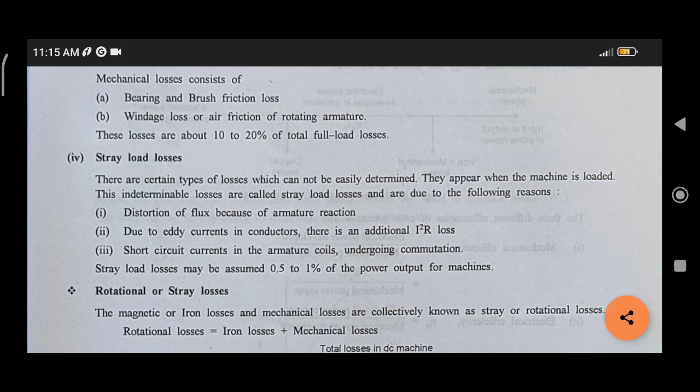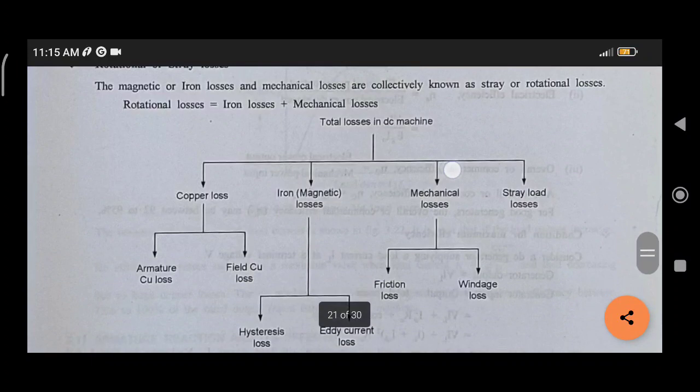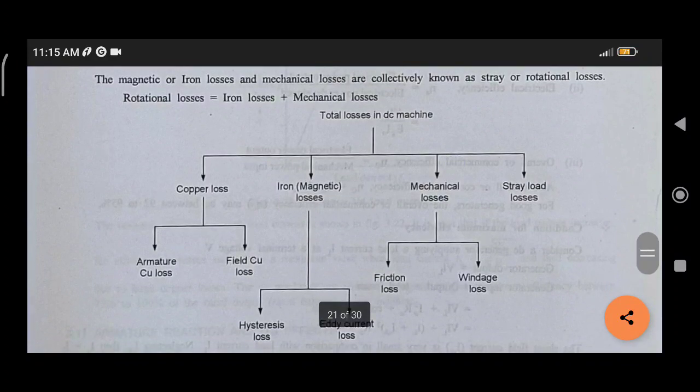So basically, what kinds of losses are there? This is the whole picture of the losses: copper, iron, mechanical, and stray load loss. Copper loss occurs in two parts, armature and field. Iron losses, or core losses, occur in the form of hysteresis and eddy current loss. Mechanical losses are due to friction and windage.